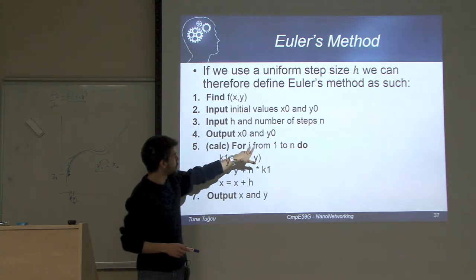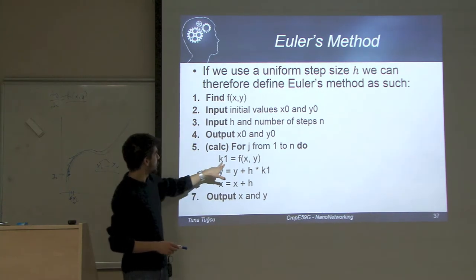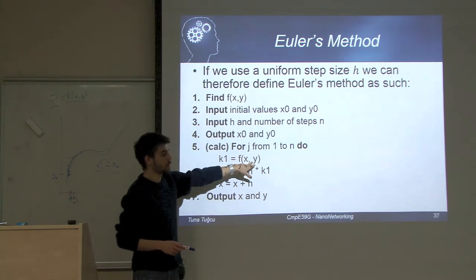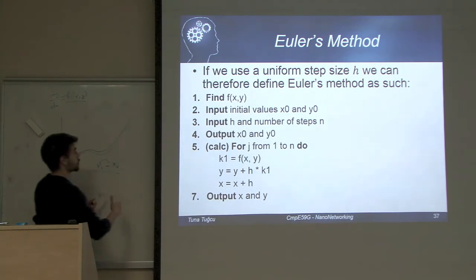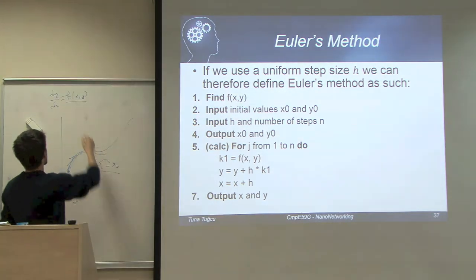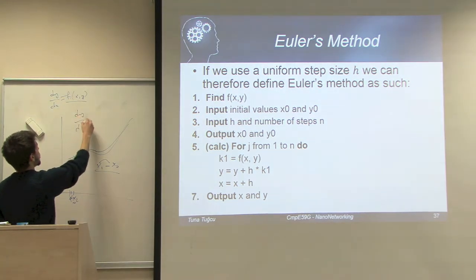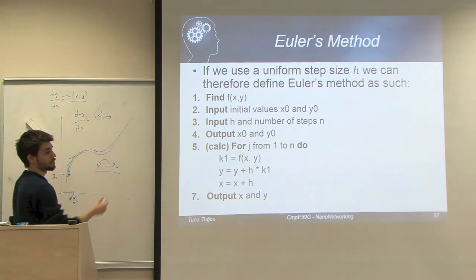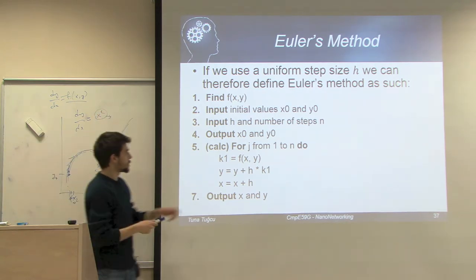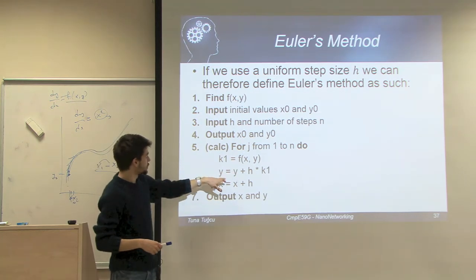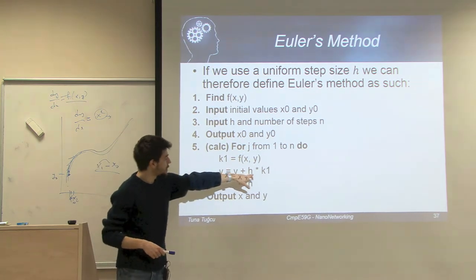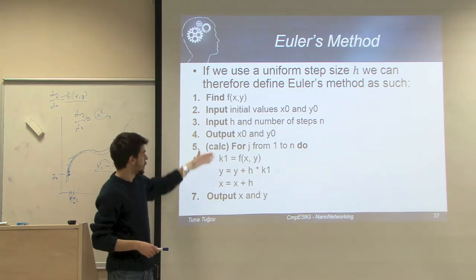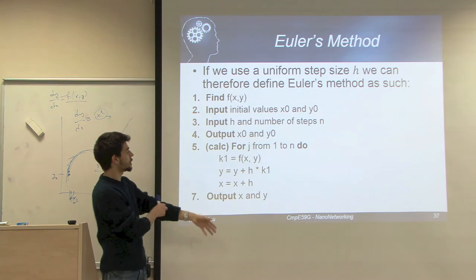We have a for loop from j to n. It first evaluates k1, that is f, x, and y. f, x, and y could be any function, like if dy/dx is equal to x squared, your f is x squared, just simple. So just take the x squared, multiply it with h, add it to the y, and iterate over n.